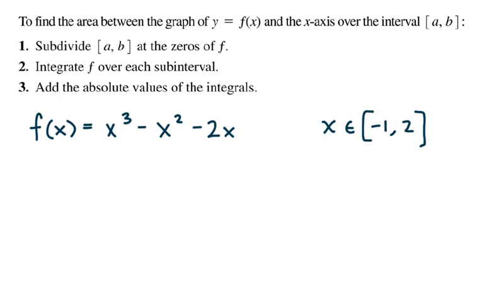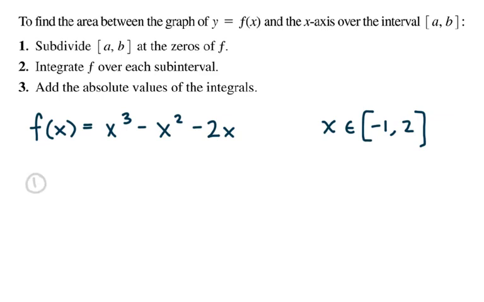So some of those subintervals may be negative. If they're below the x-axis, that area that we're going to get using our definite integral value is going to be negative. So at that point, we would add the absolute values in order to calculate the total area. So in this example, we're dealing with the function x cubed minus x squared minus 2x on a closed interval from x equals -1 to x equals 2.